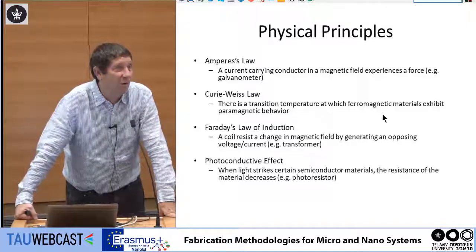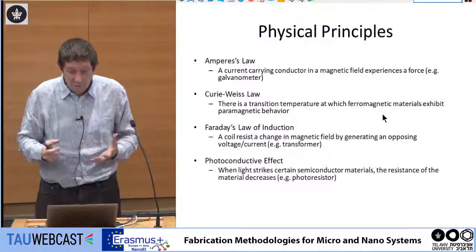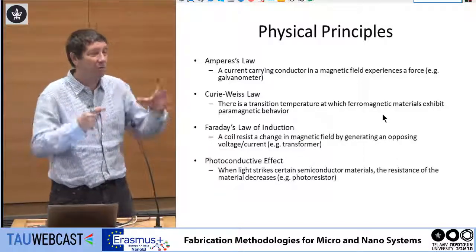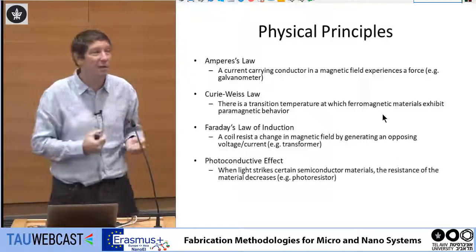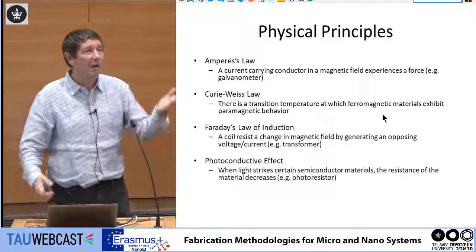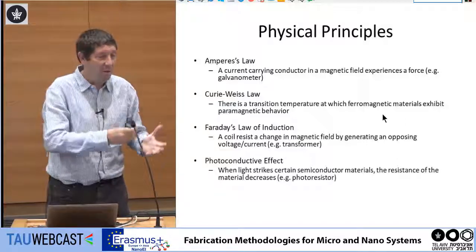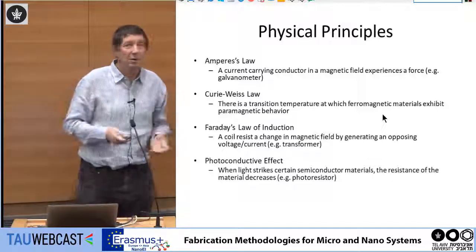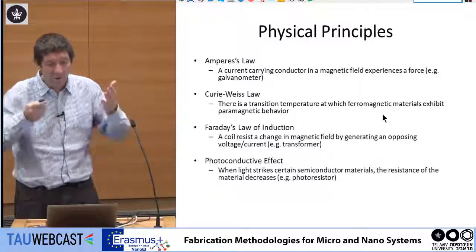You remember Faraday's law, that you have a coil, and if there's a change in the magnetic field, you're generating what's called EMF, electromotive force, or voltage. So you take a coil, by detecting the voltage on the coil, you can detect variations in magnetic fields. Or the photoconductive effect, that when light hits a material, the light excites holes and electrons in the semiconductor or similar materials, and you modify the conductivity of the structure. So all these are physical principles.